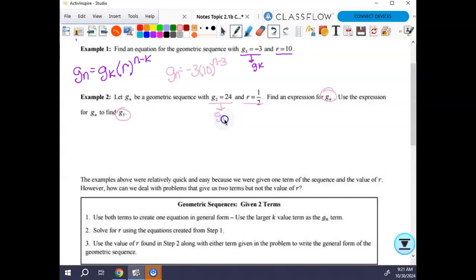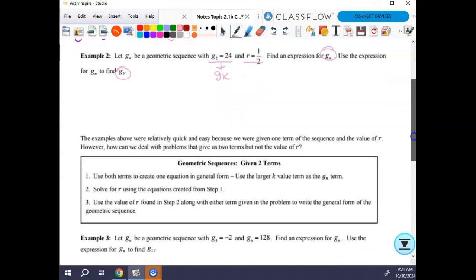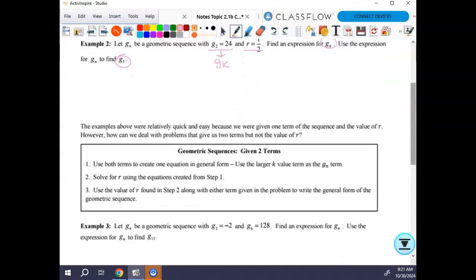So I would label this as G sub K. So go ahead and, well, let's write this down. We're literally going to write it every time. G sub n equals G sub K times R to the n minus K power. The more you write it down, the more you're going to remember. And then go ahead and find G sub n. Write that equation down.